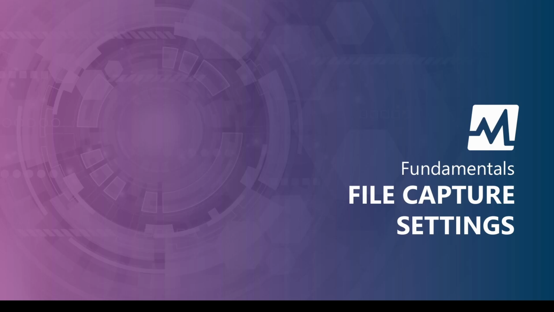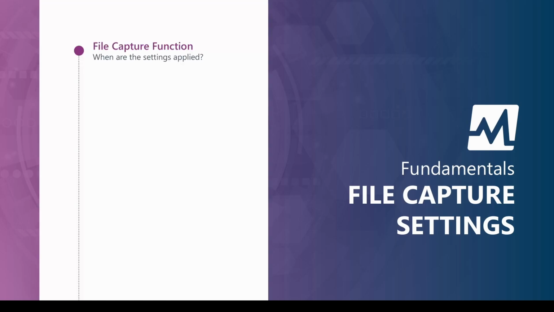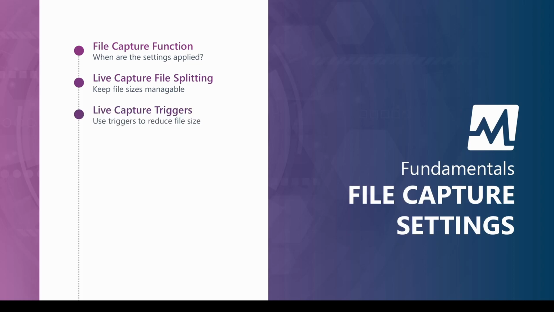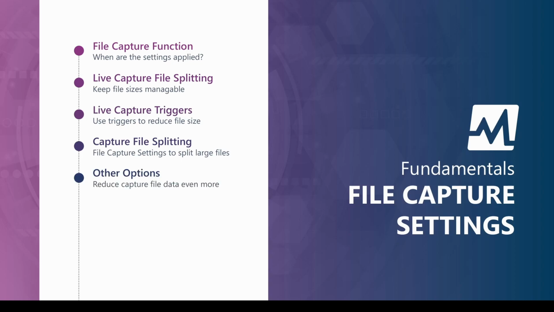Today we will address how to configure file capture settings. We will locate the file capture function in the capture chain to learn where the file capture settings are actually applied. We'll perform a live capture and store it into multiple files. We'll use capture triggers to achieve a similar result. We'll split a large capture file into multiple small ones using file capture settings, and go over the other options you have to reduce capture file size even more.